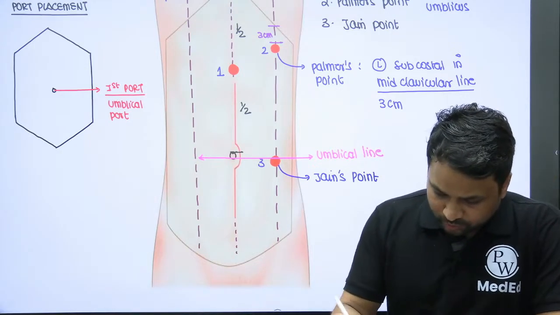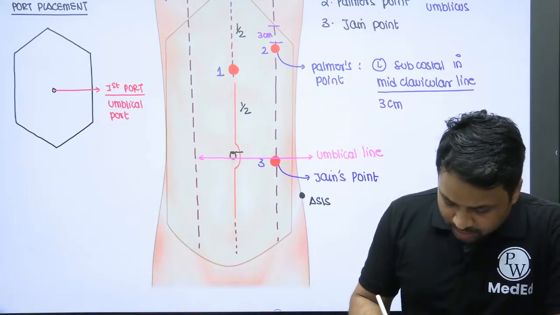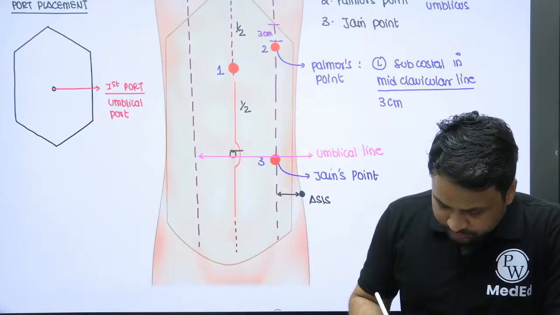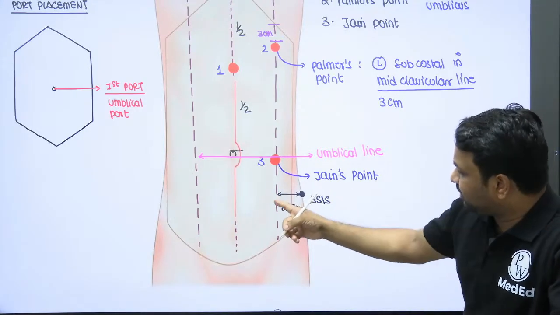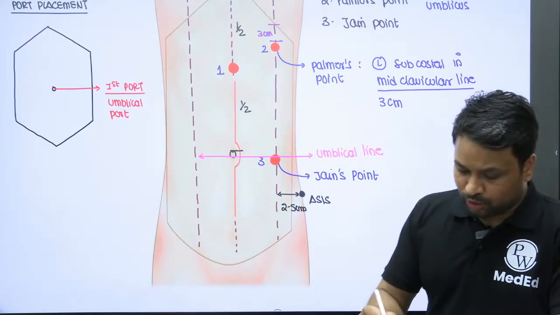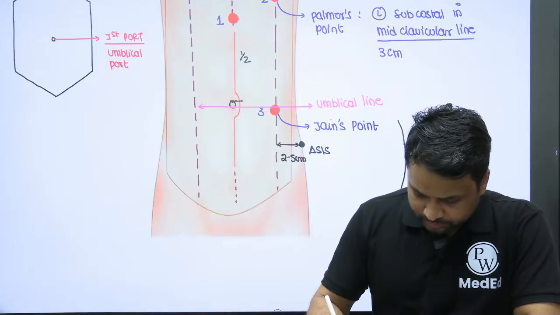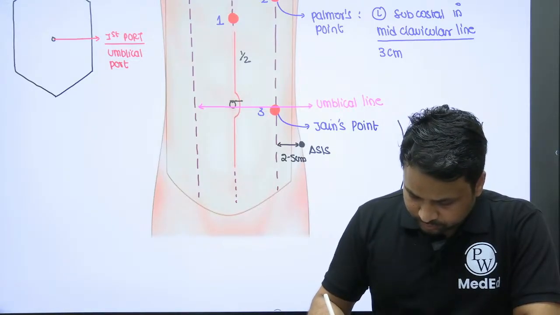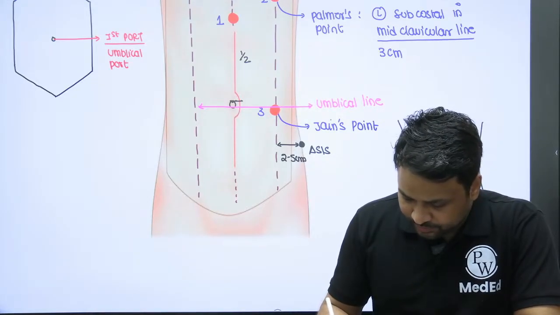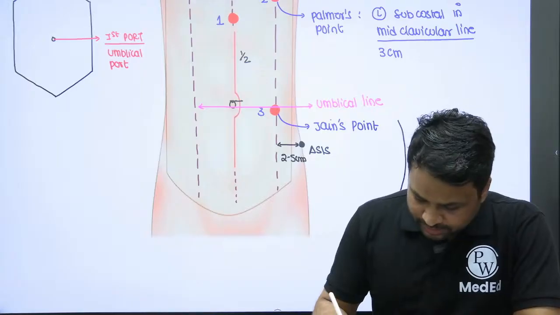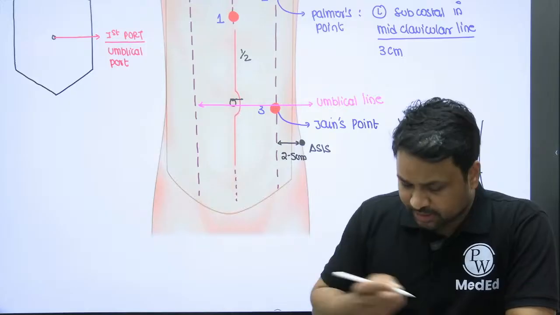So what you have to do is mark the anterior superior iliac spine. This is the anterior superior iliac spine, around 2 to 5 centimeters. This is going to be 2 to 5 centimeters from the anterior superior iliac spine to the umbilical line. So if I have to put it in perspective, if this is the abdomen, this is your anterior superior iliac spine, ASIS. Let's say this is the umbilicus, and this is the line that is going to cross the umbilicus. Correct? This is the line crossing the umbilicus.